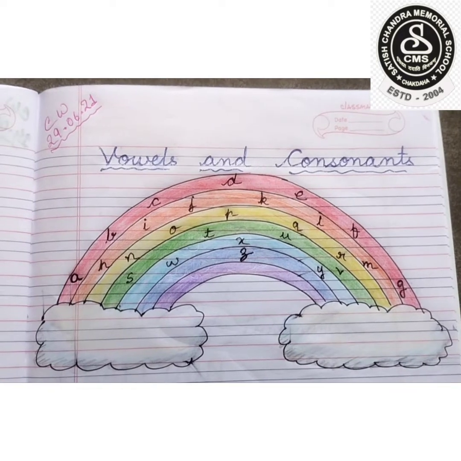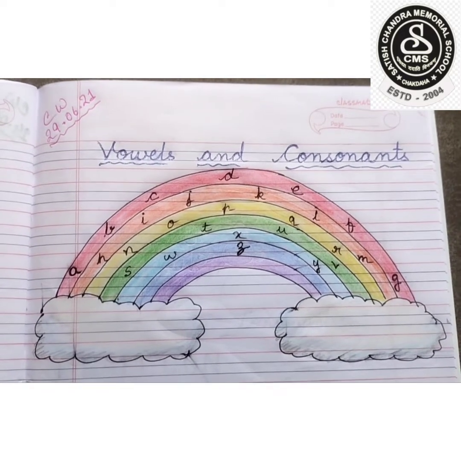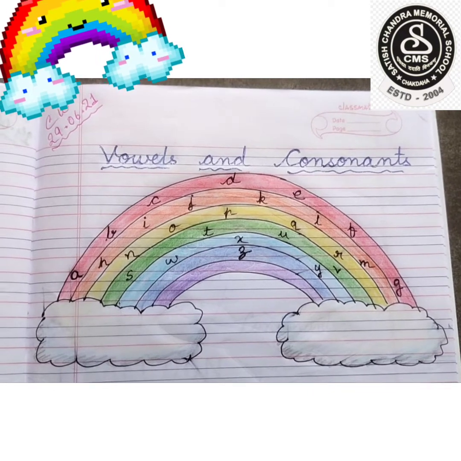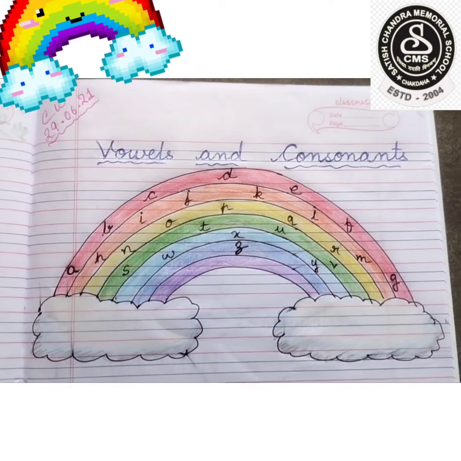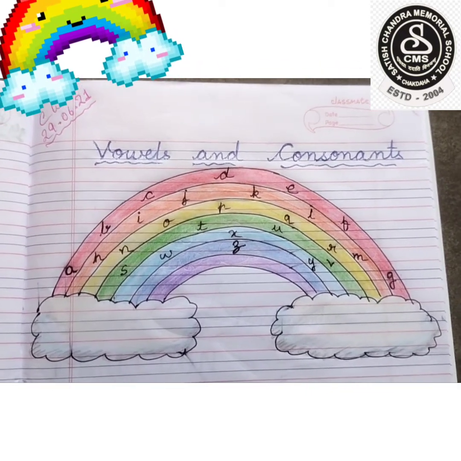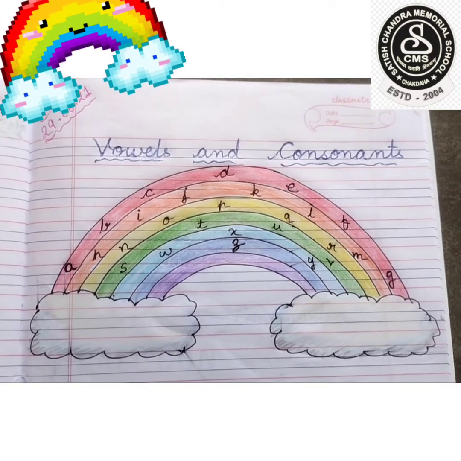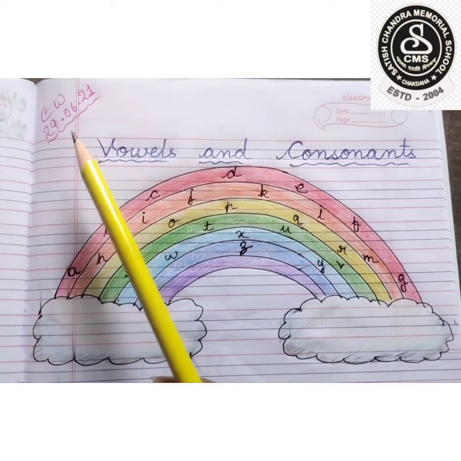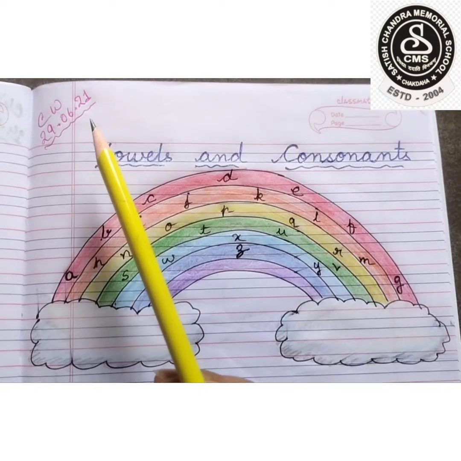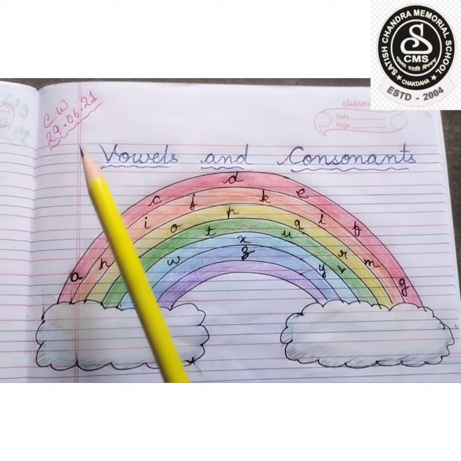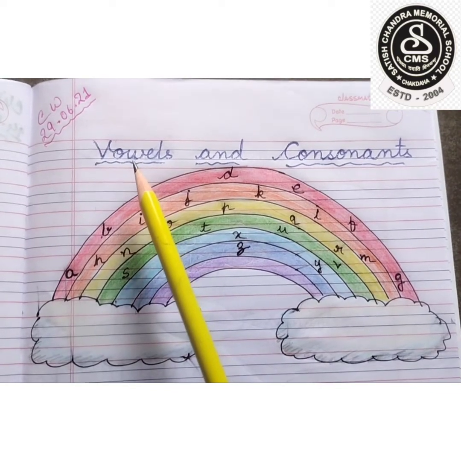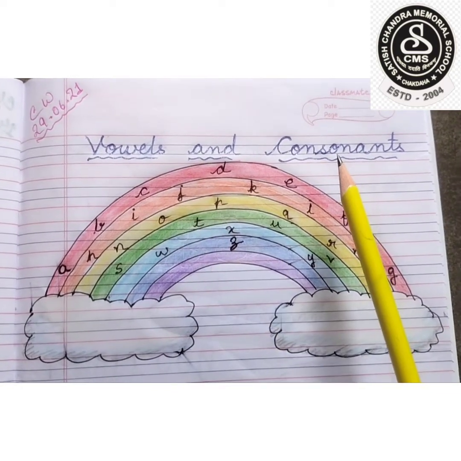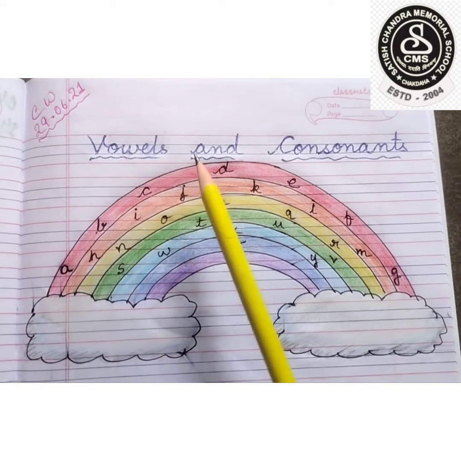Now children, have a look at what I made for you. Is it nice? Do you like it? Okay, thank you. Now you also please take out your copy. At the top corner, write CW and write today's date. Then on the heading write vowels and consonants.